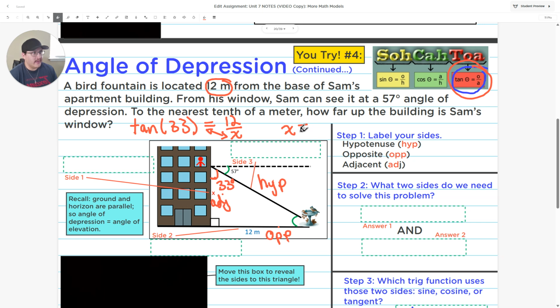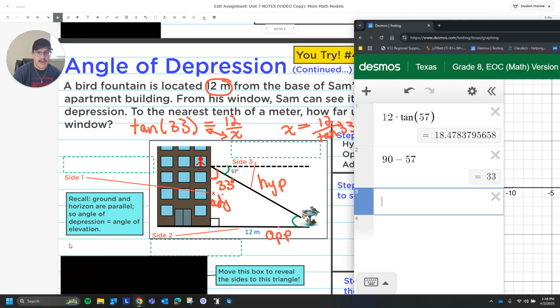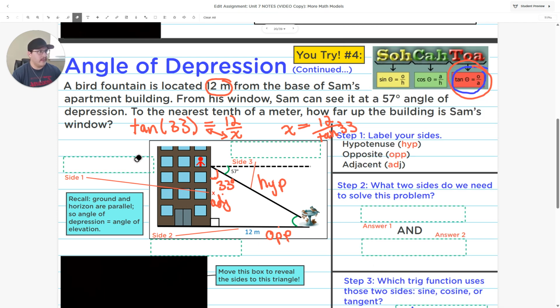So what will this look like? This will look like x equals 12 divided by the tangent of 33 degrees. Now I'm going to type that in: 12 divided by the tangent of 33 degrees. And notice, top and bottom, exact same answer: 18.5. So that's one way you could have thought of doing this, or another way you could have thought of doing this. And that's it for U Try number 4.